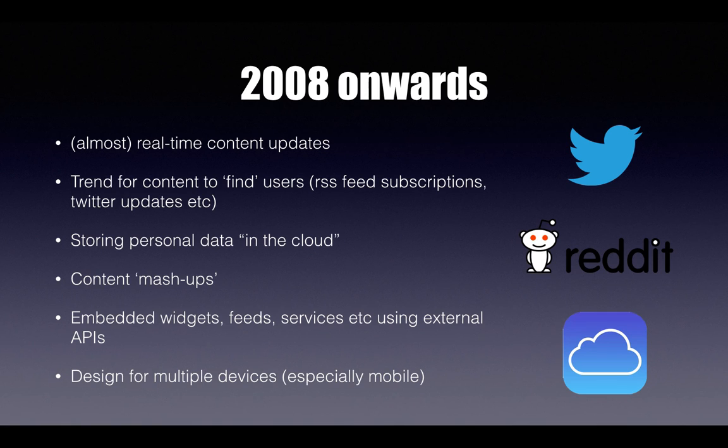There's also a trend for content to find users rather than for users to go searching for it. Okay, so things like RSS feed subscriptions, Twitter updates, sites like Reddit where they're sort of crowdsourced, voted content. Storing personal data in the cloud becomes a thing. Content mashups, so combining data from different sites or different sources and mashing them up in a new interface.